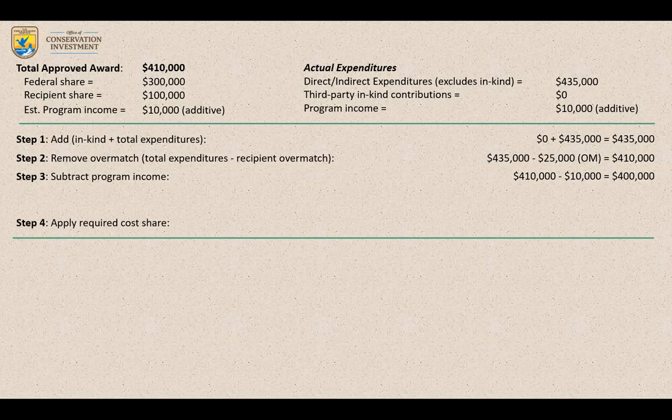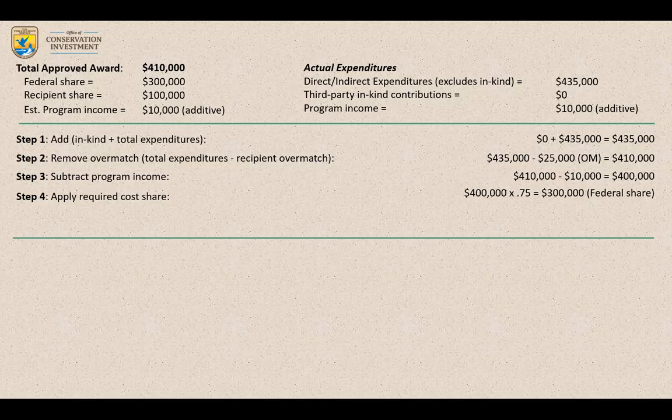In Step 4, the recipient calculates the federal share of expenditures by multiplying the adjusted outlays by the award federal and cost share percentages. The federal share of the award is 75% and the recipient has a mandatory 25% cost sharing requirement. To determine the federal share of expenditures, the recipient multiplies the adjusted outlays from Step 3 by 0.75. The resulting federal share of expenditures is $300,000. The required cost share is determined by multiplying the same adjusted outlays from Step 3 by 0.25 to get $100,000.